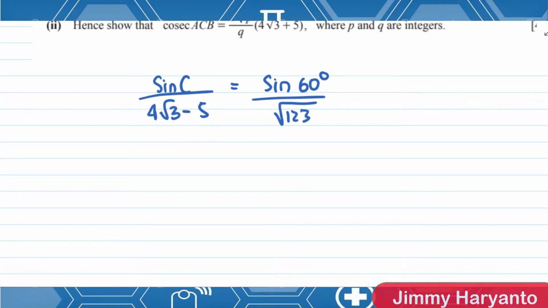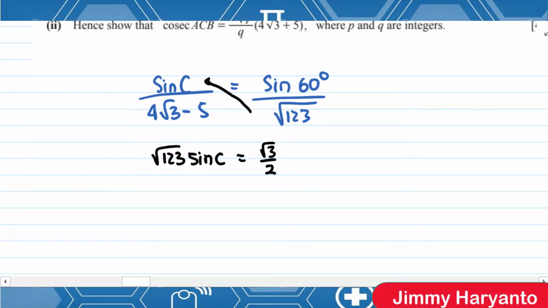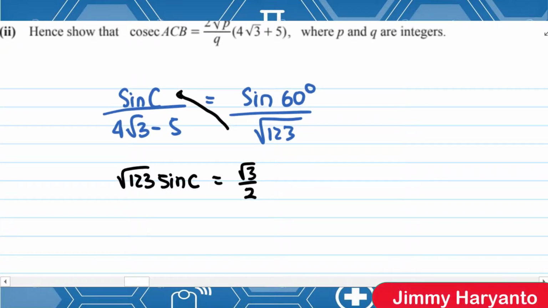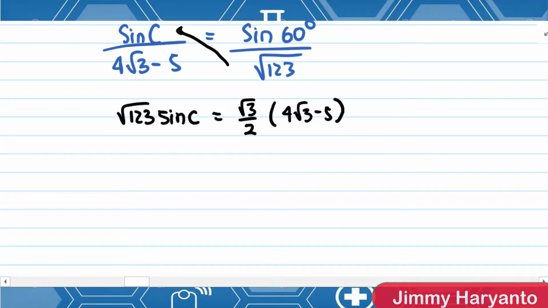Okay, let's simplify this. First I want to cross multiply. Square root of 123 sine C equals sine 60, which equals square root of 3 over 2. Remember when you use your calculator, because this question wants you to find it in exact form, you should use square root of 3 over 2 instead of decimals. So square root of 3 over 2 times 4 square root of 3 minus 5, cross multiply.